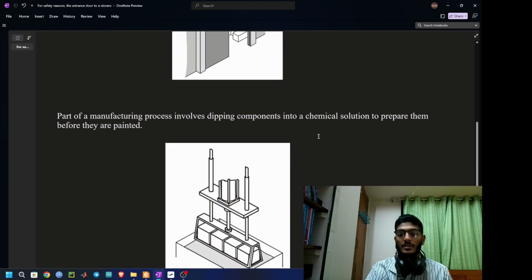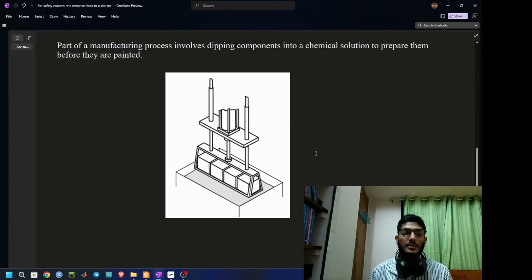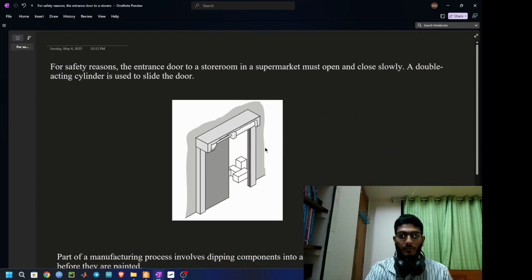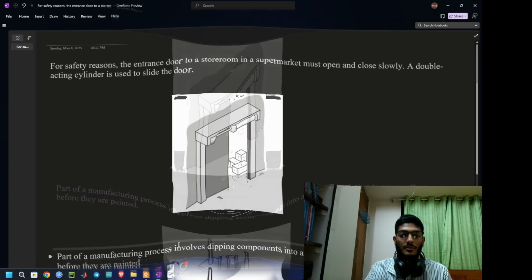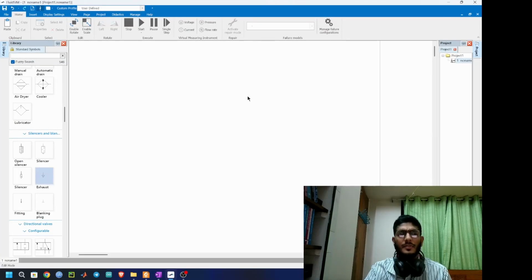And one important thing is these two problems are the same, but it has to be a very slow process, not a fast extend and retract. Nothing like that. It has to be slow, and we have to be very careful because if this is not slow and this door is made of glass, then it will shatter instantly, and we don't want that. So let's go to the FluidSIM software.